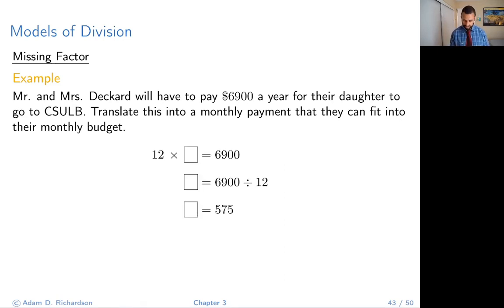They're trying to say 12 times what number will get us to 6,900. So if I repeatedly add 12 some number of times, I end up at 6,900. But equivalently, that's the same as computing this right here. It's asking how many times does 12 go into 6,900? And when you compute it, you get 575. So that tells them that they're going to have to save up $575 a month if they want to have $6,900 at the end of the year.